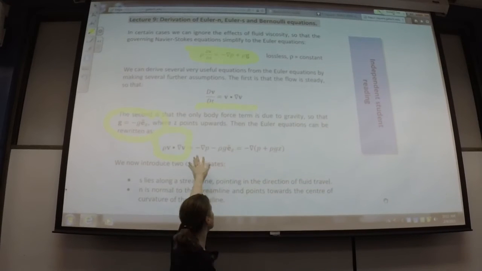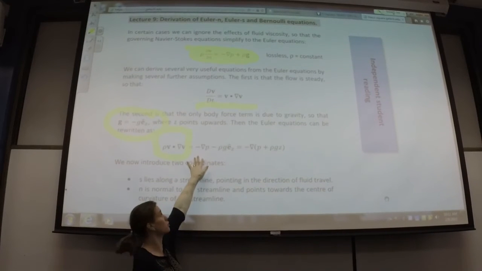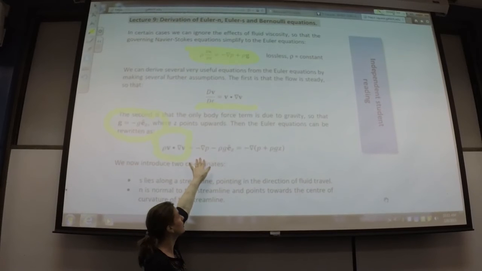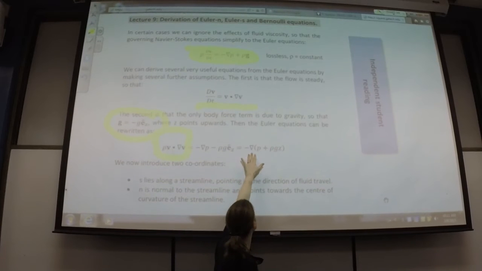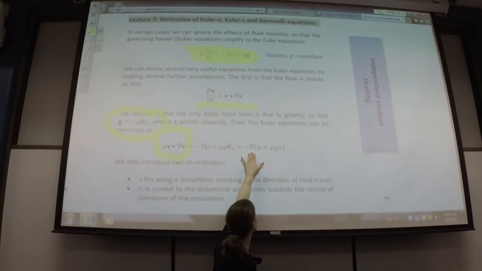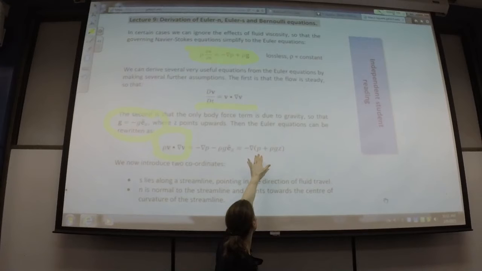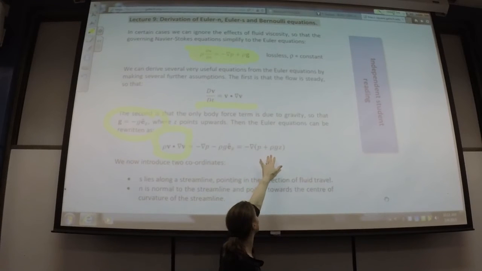And we're still writing this as the pressure. We don't know the directionality of that, so we're leaving that as it is. But you can then rewrite this as minus the gradient of your pressure plus rho g z here.